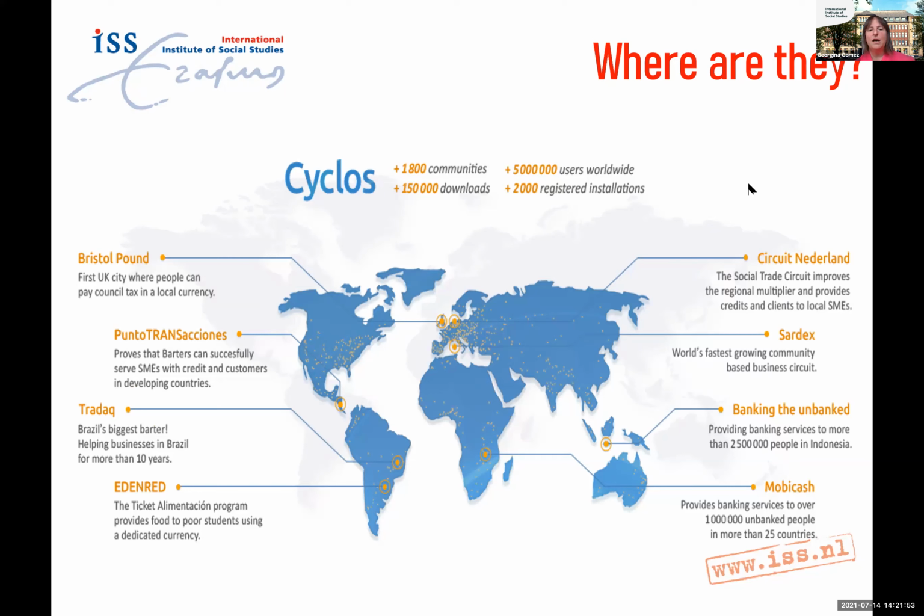You have all sorts of points or systems with tokens and vouchers to exchange specific things. Sardex in Sardinia in Italy is also very big at the moment. It has 5,000 users. And because it's an island, they wanted to promote more the economy of the island. And so on. I will give a few examples just to show some of the things that you can do with this system.